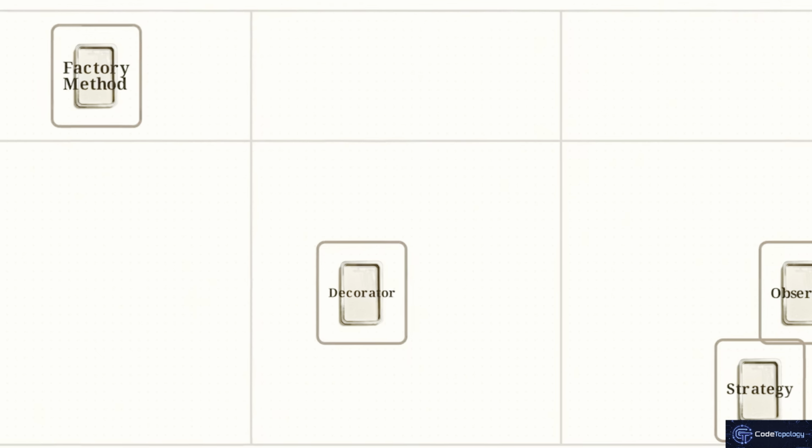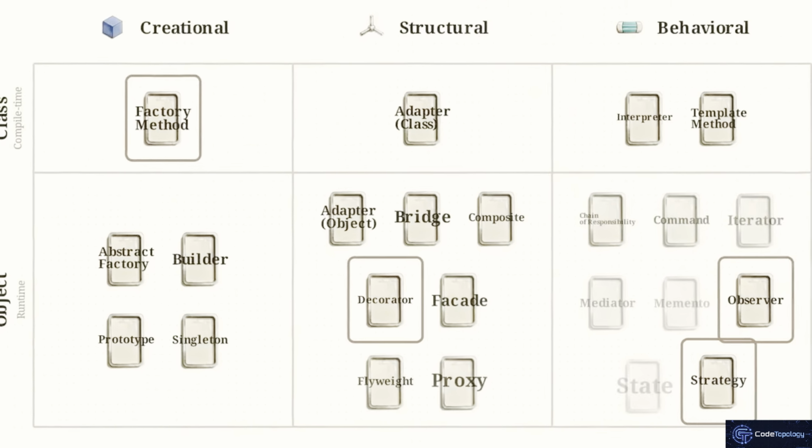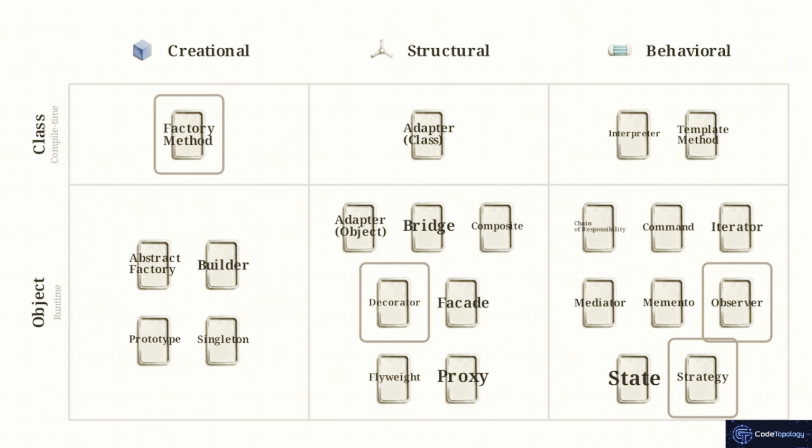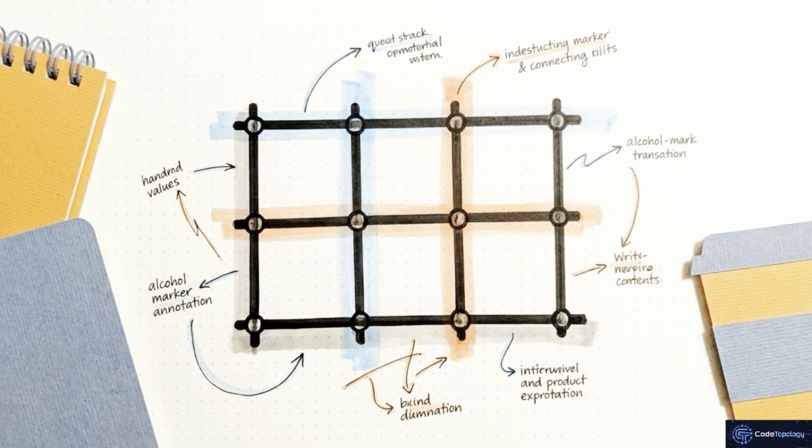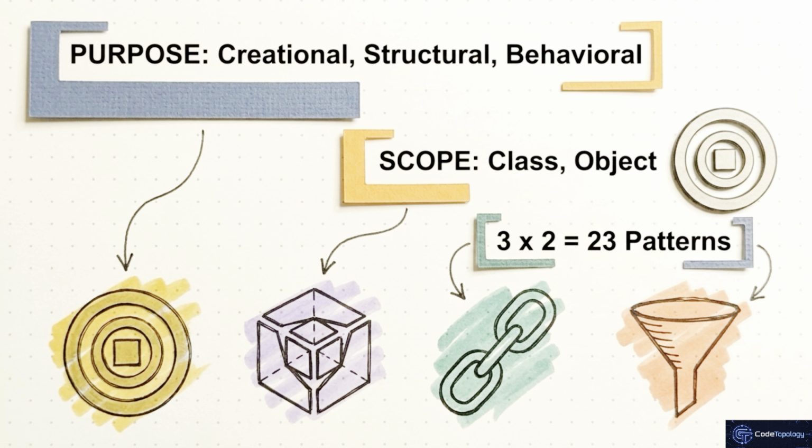Now we can look at the complete landscape. All 23 patterns fit into the mental model we just built. When you internalize the map rather than a list of names, every new pattern already has a home before you even study it. Use this cheat card as a reference for the logic we've covered today.